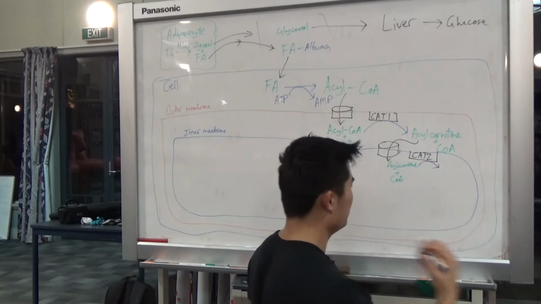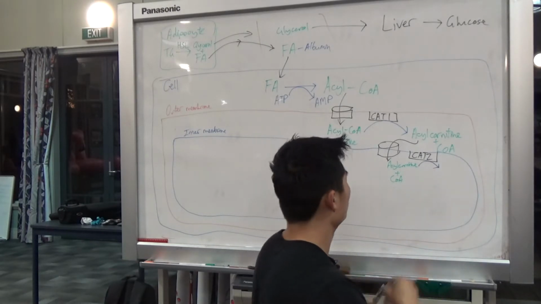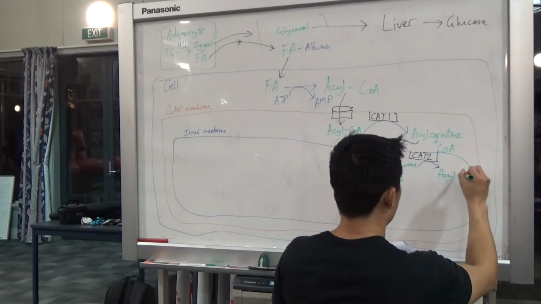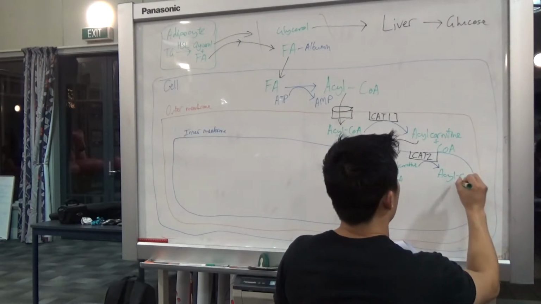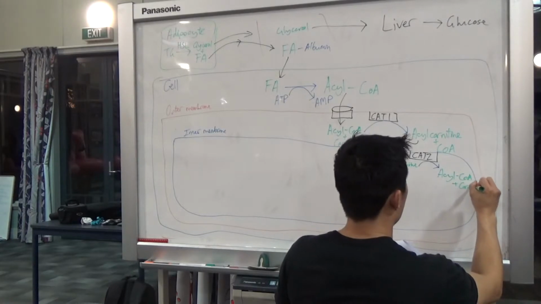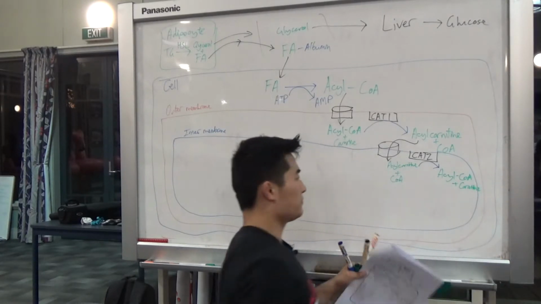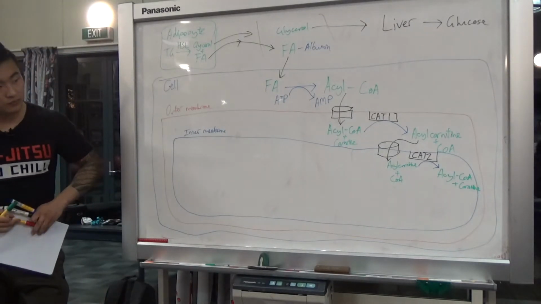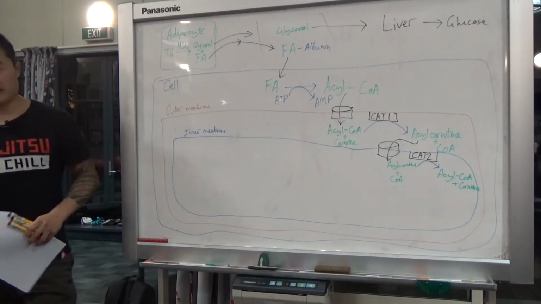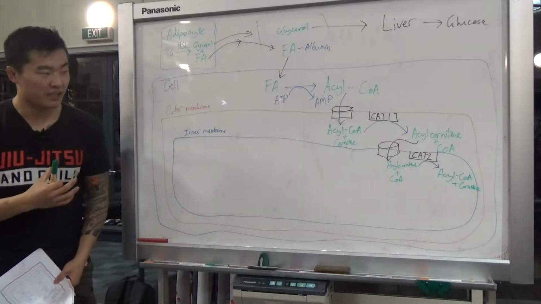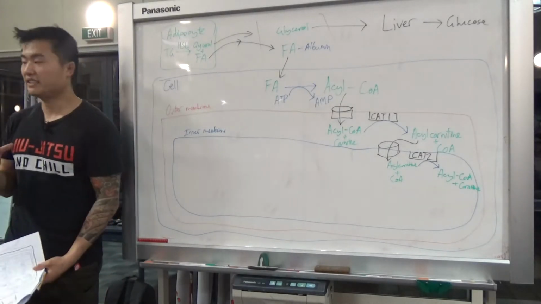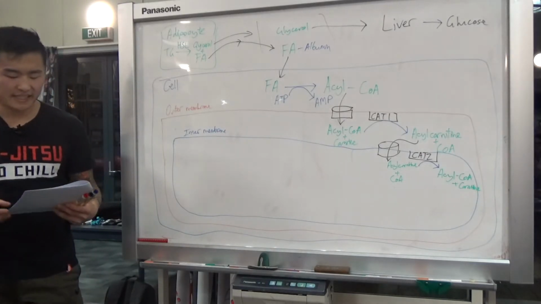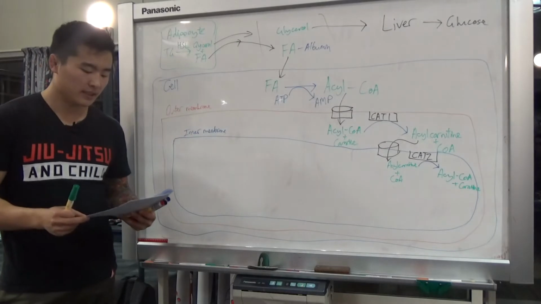I don't know why they made it so complicated. So now you have acyl-CoA again, and your free carnitine. Okay. So it is a lot of detail, but they do expect you to know it. So just make sure that you understand that.